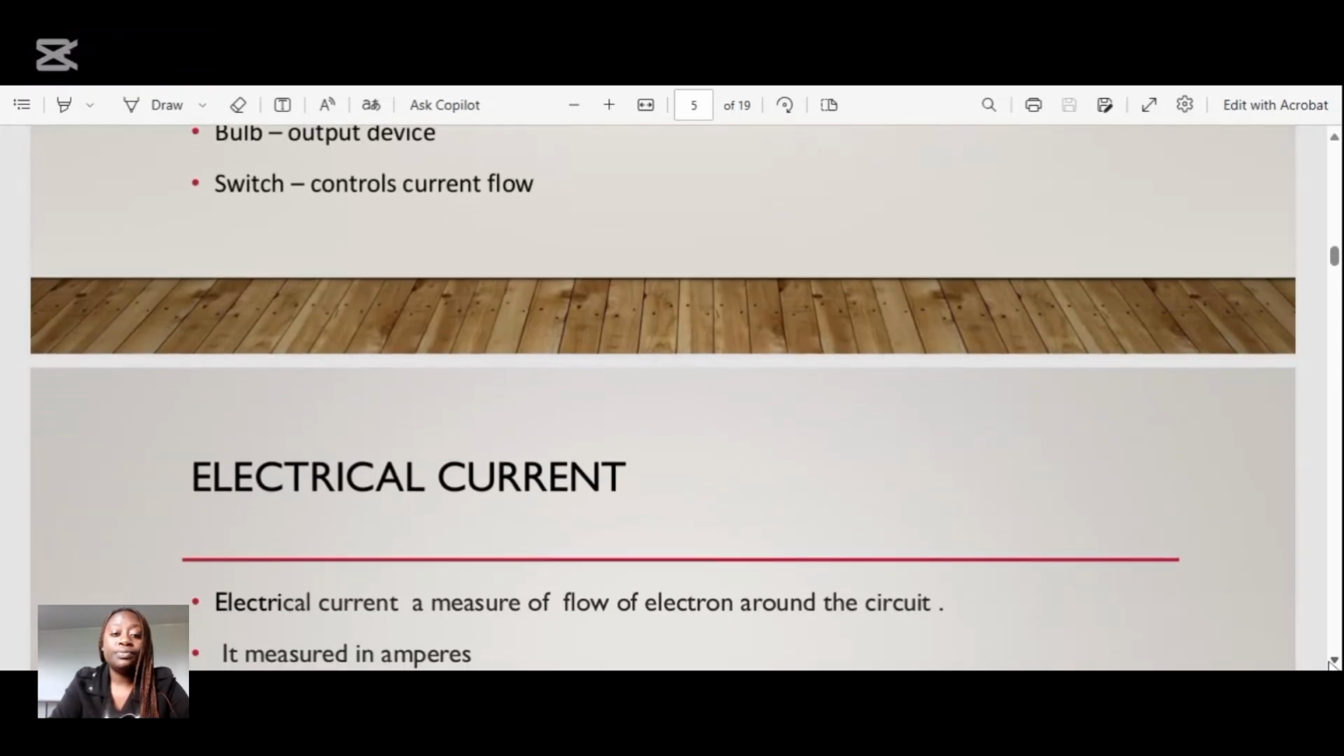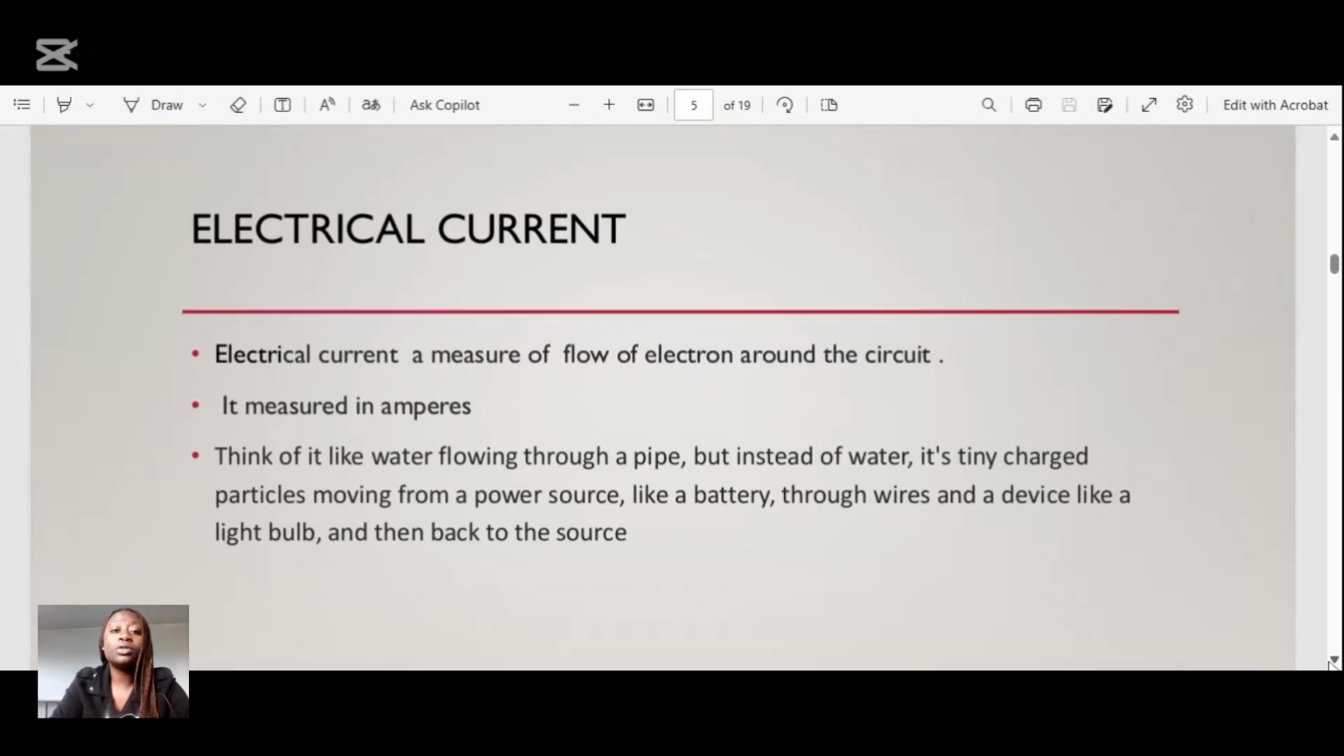Electrical current. This definition is important because in an electrical circuit, it travels from one object to another. Electrical current is a measure of the flow of charges around the circuit. It's measured in what? In amperes.